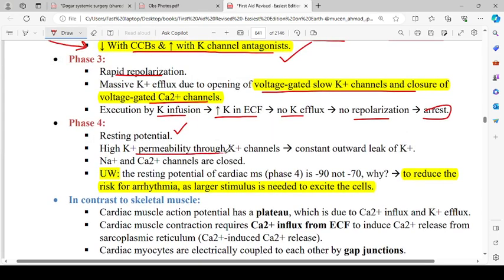High potassium permeability through the potassium channels, constant outward leak of potassium. Sodium and calcium channels are closed. The UWorld point is that the resting potential of cardiac myocytes in phase 4 is minus 90, not minus 70.